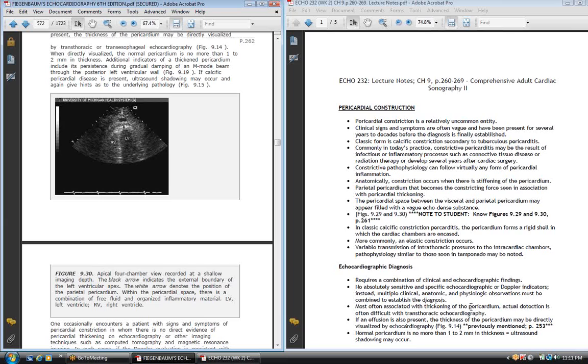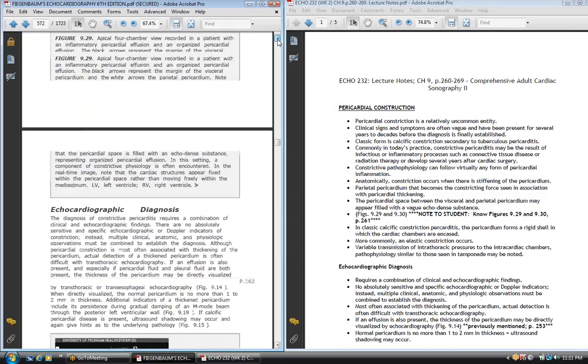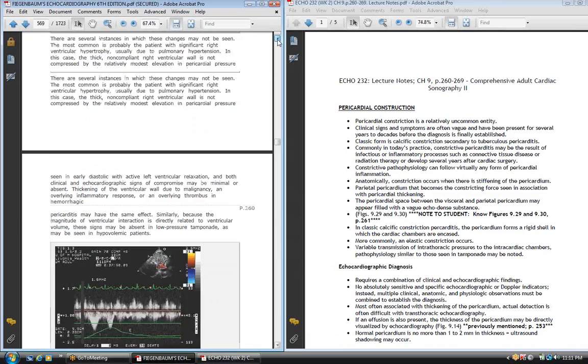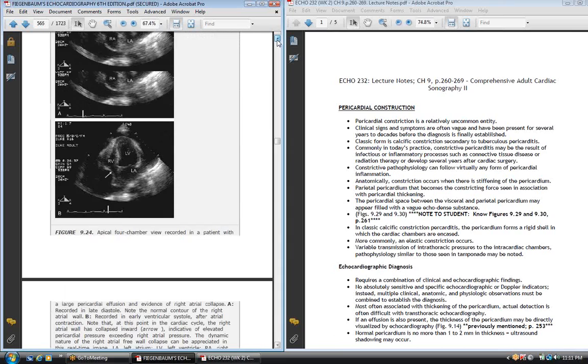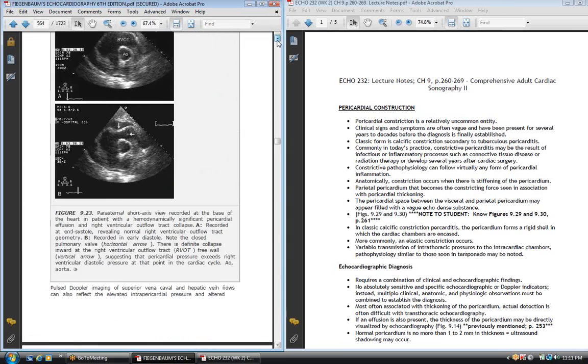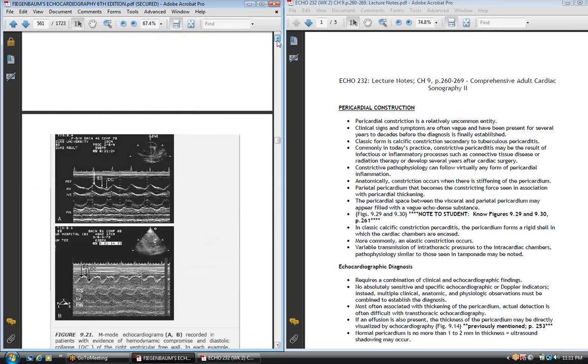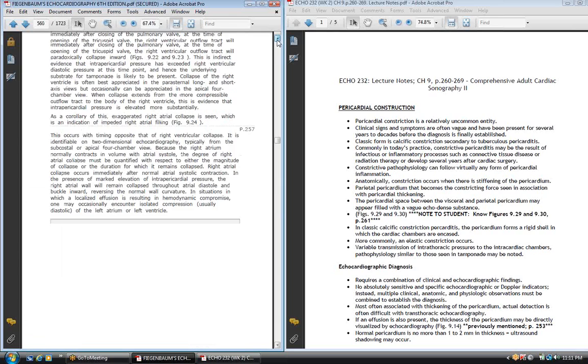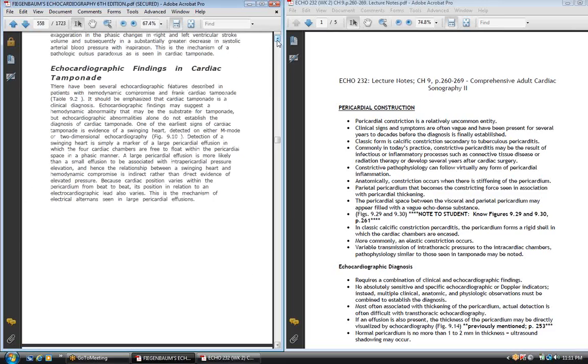Most often associated with thickening of the pericardium, actual detection is often difficult with transthoracic echocardiography. If an effusion is also present, the thickness of the pericardium may be directly visualized by echocardiography, as previously mentioned on figure 9-14, page 253. So let's scroll back up to page 253 real quickly and look at figure 9-14, and we can cover that. Your normal pericardium is no more than 1 to 2 millimeters in thickness. Ultrasound shadowing may occur.